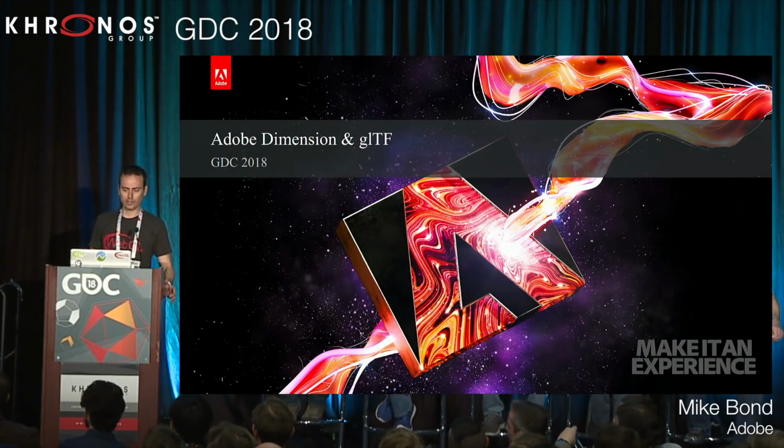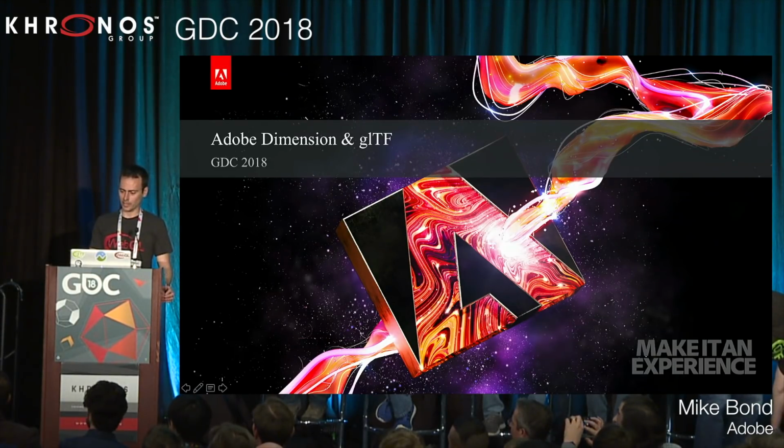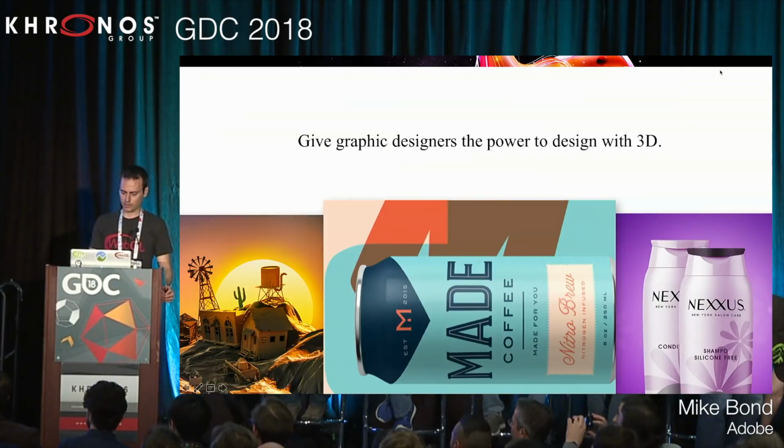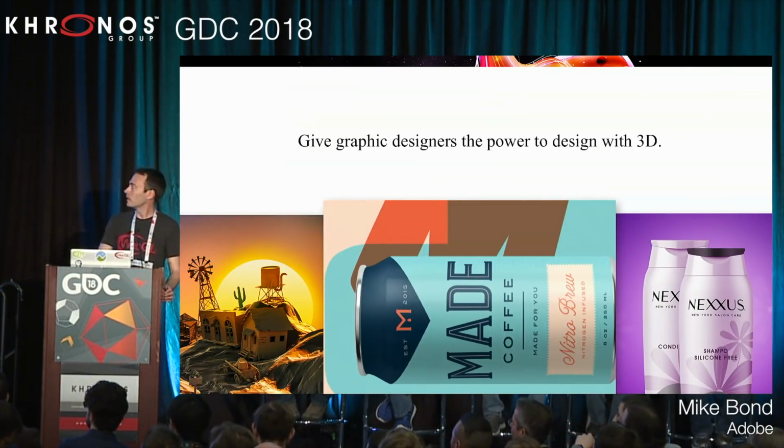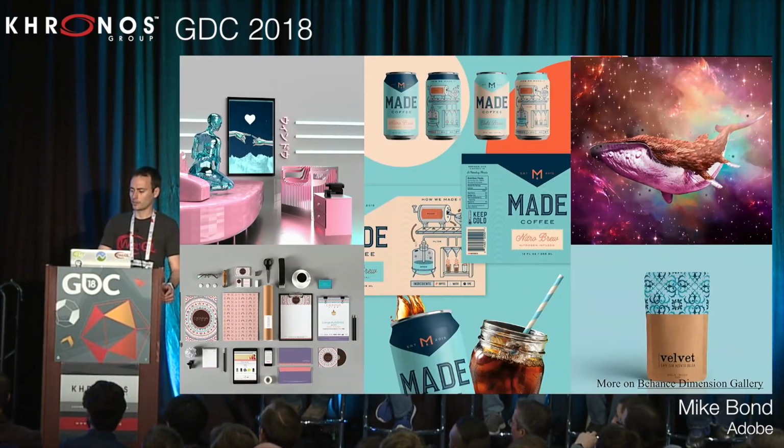Good morning. So I'm Mike Bond from Adobe. I work on the Adobe Dimension team, and I'm going to talk about our efforts with glTF and intentions. So to start with, I'll give you a quick rundown of Dimension. Adobe Dimension's primary goal is to introduce graphic designers to the power of 3D with really easy to use tools. It's a relatively new product. We just launched version 1 in October. And since then, lots of people have been using it for streamlining their workflows and creating amazing artwork.